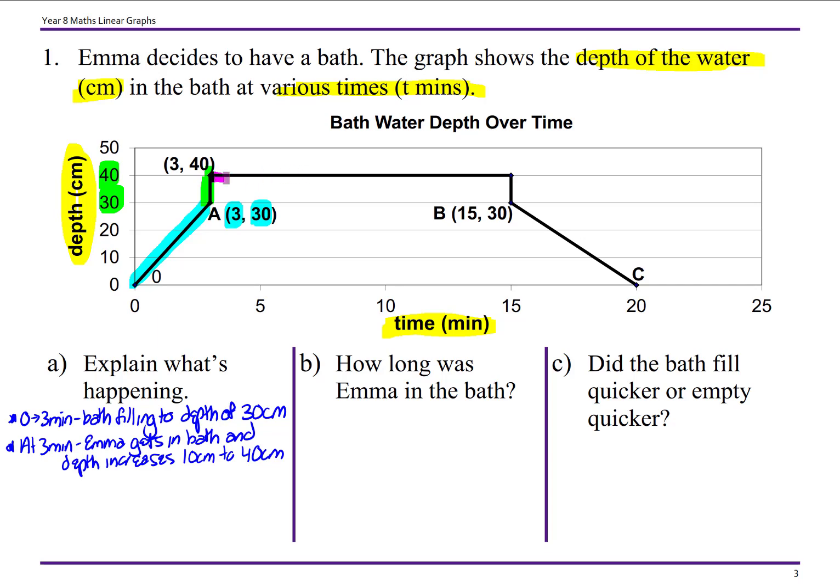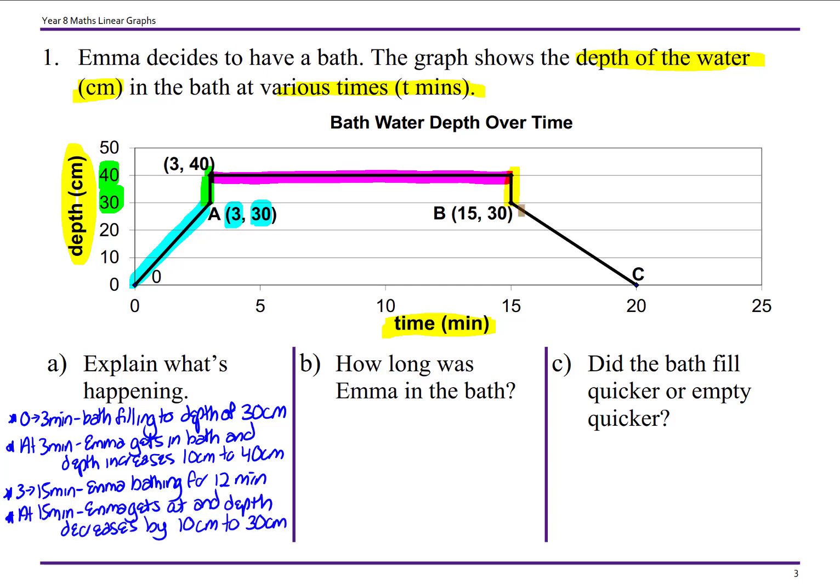Now we have this straight line section, so the depth of the water is staying the same, but time is passing, so from 3 minutes up until 15 minutes, Emma is taking her bath. So Emma's bathing for 12 minutes. Then, just like when the bath went up when she got in, at 15 minutes the bath goes down, so she's getting out. Finally, from this section B to C, the bath water is going down, so the bath is emptying. Okay, so from 15 minutes up until 20 minutes, the bath is emptying.